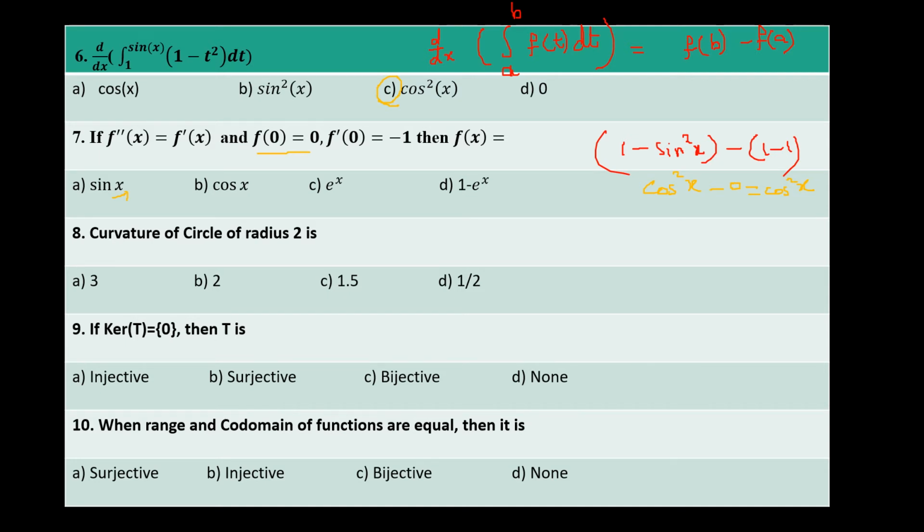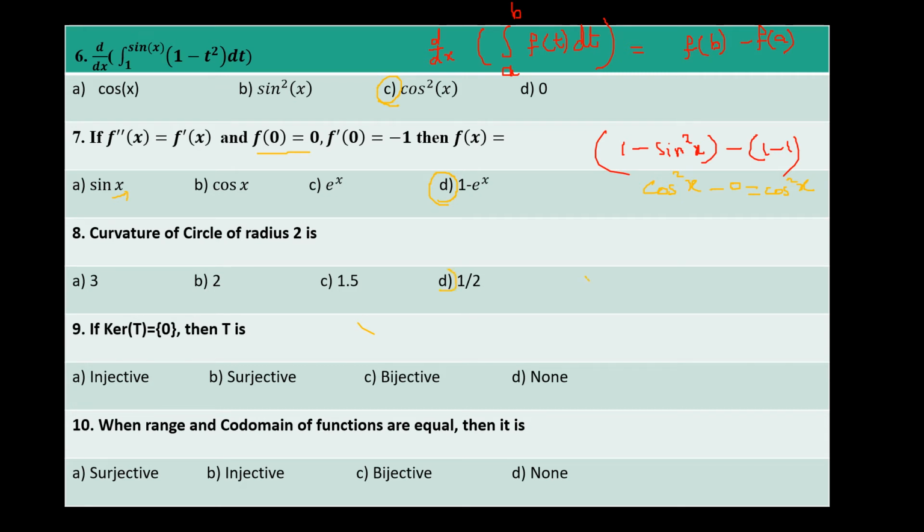But if you look into this, its first derivative is minus e raised to power x, and its second derivative is also minus e raised to power x, and it vanishes at 0, and its first derivative has an answer which is equal to minus 1, so the answer is this D option. And here, the curvature of a circle of radius 2 is what? We know that the curvature of a circle of radius r is 1 over r, so that's why it has a solution that is D here.